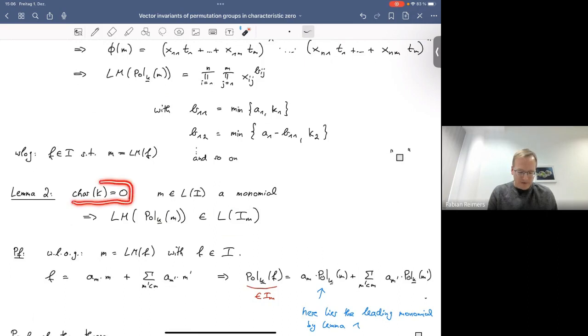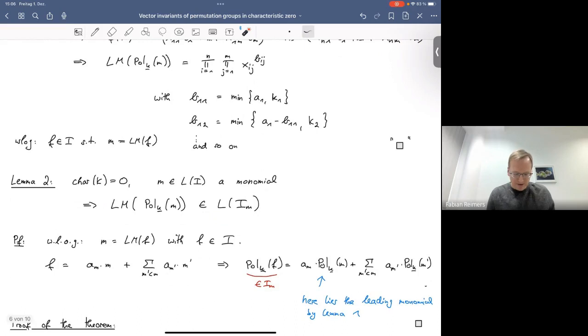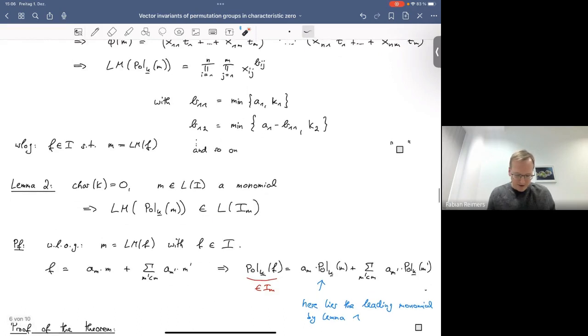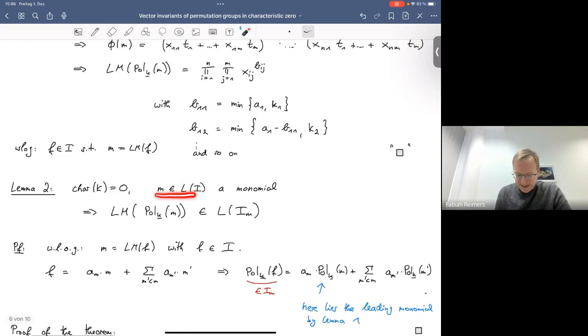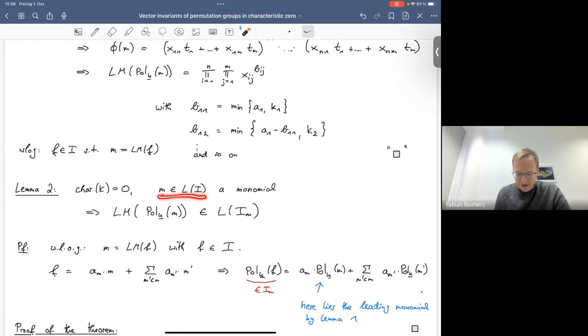Again, of course, polarization really is only simple to analyze if we have characteristic 0, right? Because otherwise the coefficients might disappear, and then the statement about which monomial is higher might or might not be true. Okay, so why is this now true? I take something in the leading ideal of the Hilbert ideal. So let's assume it is the leading monomial, Lm, of something in the Hilbert ideal.